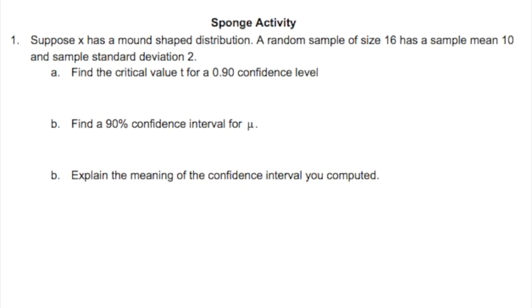Suppose x has a mound-shaped distribution, and a random sample of size 16 has sample mean 10 and sample standard deviation 2. A, find the critical value t for a 0.90 confidence level. B, find a 90% confidence interval for mu. C, explain the meaning of the confidence interval you computed.